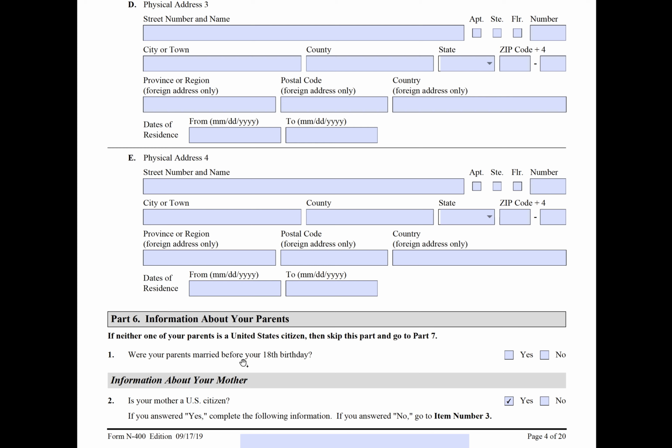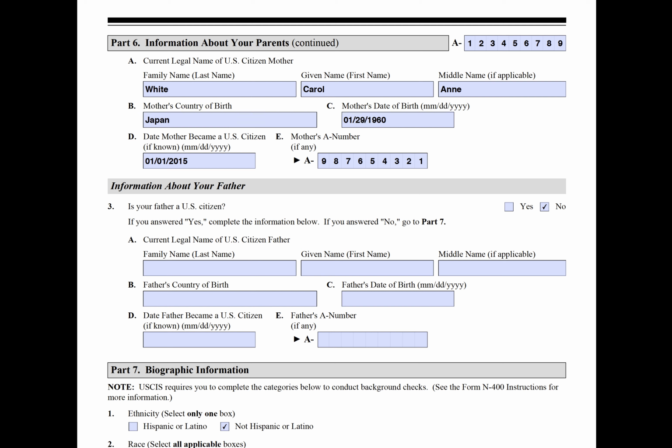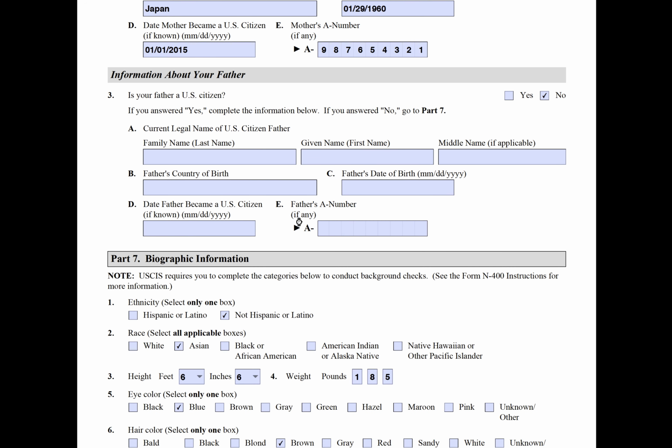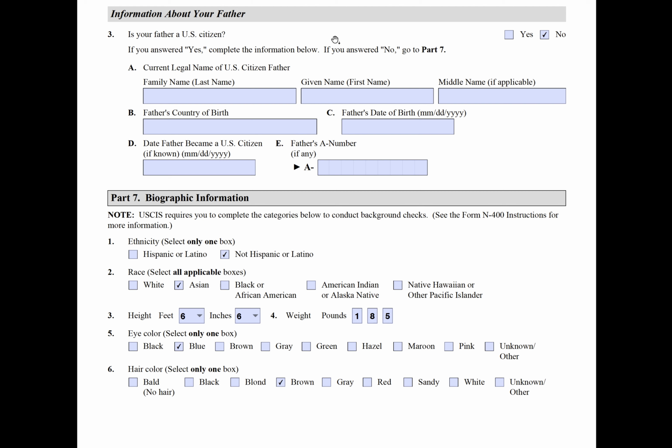And so you have, were they married before your 18th birthday? Is your mother a U.S. citizen? And then on the other side, you give your mother's name and place of birth and date of birth, and then when she became a citizen and her alien number. Again, they're looking to see, was she a citizen and are you a citizen? And then the same thing with the father. So that's the information about, really here, they're trying to determine your eligibility for naturalization and whether you're already a citizen.